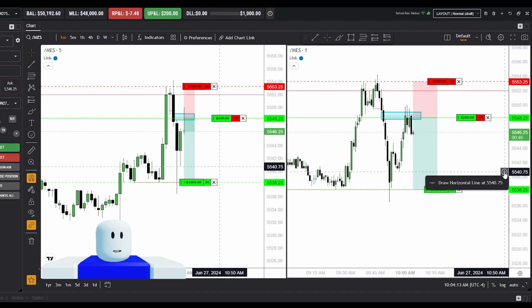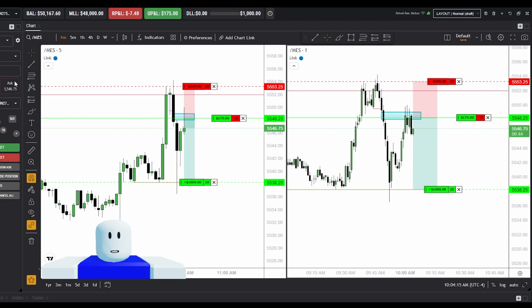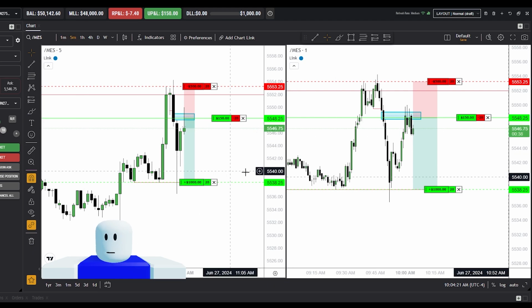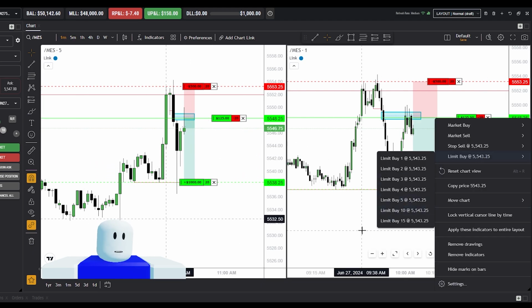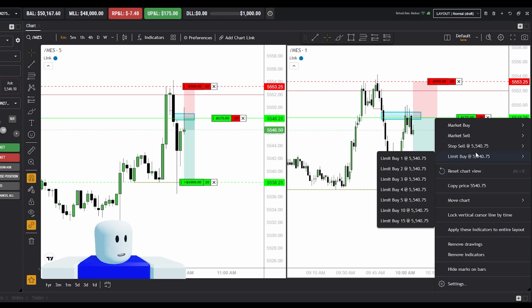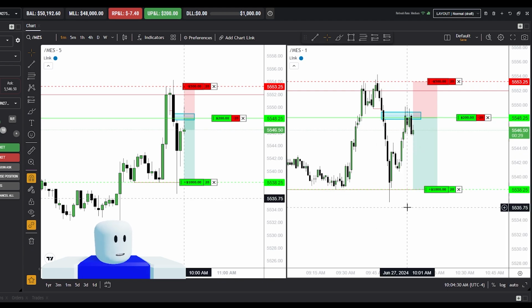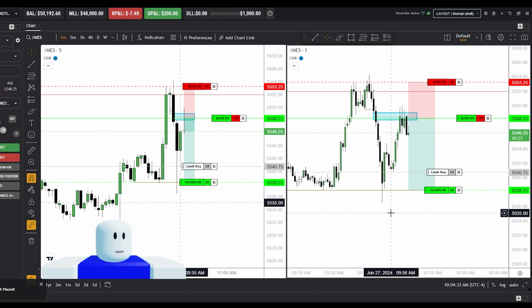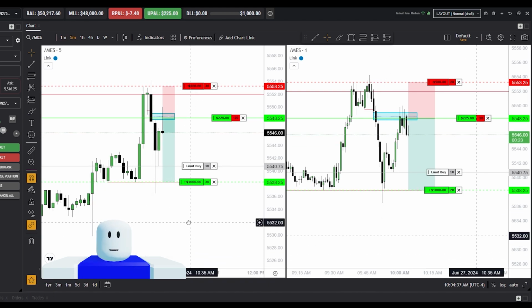I have my first TP at the slow. Also, I'll buy 10 at the slow. I guess I'll have to do it up here. I'm actually not sure. Oh, okay. So, limit buy 10, I believe. I believe that's how you take partials. I'm not completely sure. This is my first time using this. I hope this works correctly.